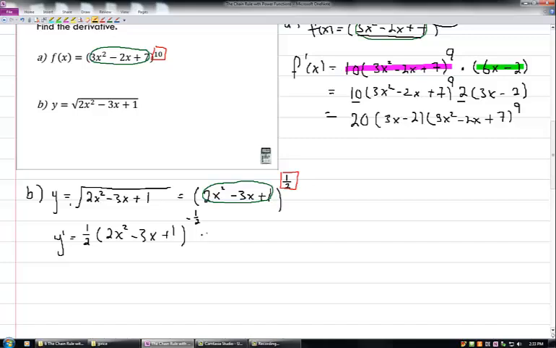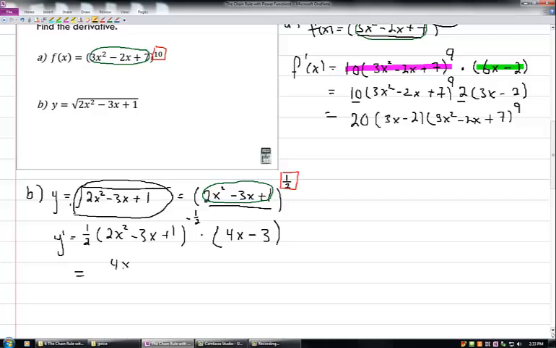And then times the derivative of the inside. So this is my inside function. So the derivative of the inside, derivative of 2x squared is 4x, minus the derivative of 3x is just a 3. And of course, the derivative of constant, 1, is 0, so I just don't write it. You could write plus 0, but it's just the same thing. And I'm basically done, but because they gave it to me in this radical form here, I'll put it back in radical form.